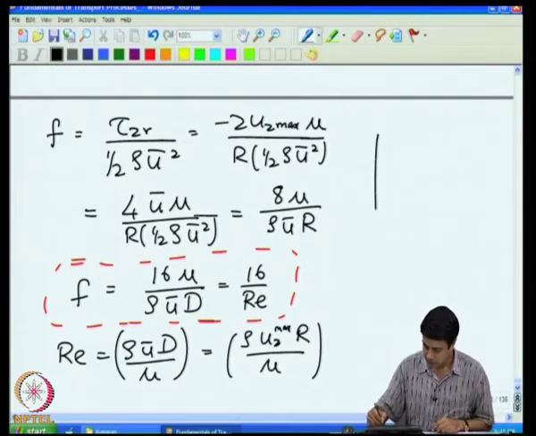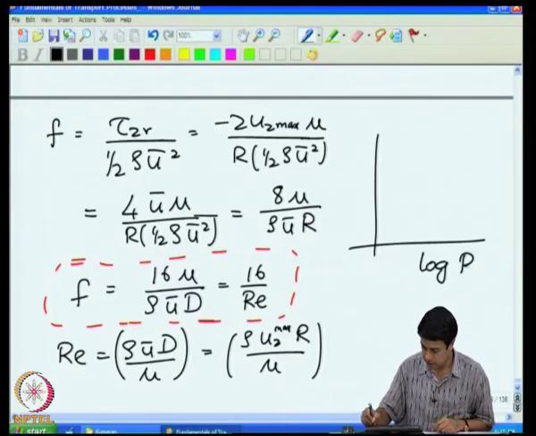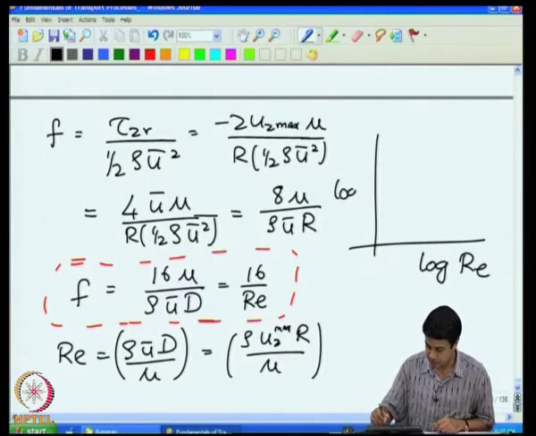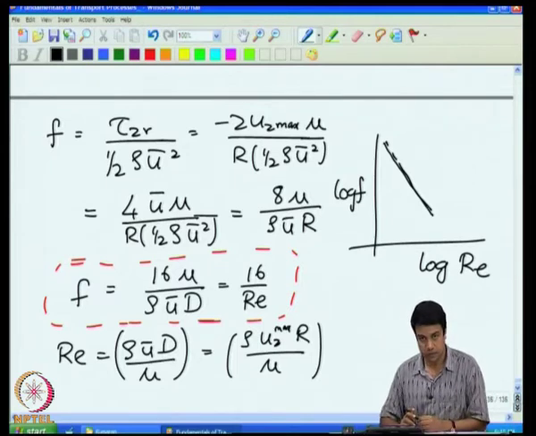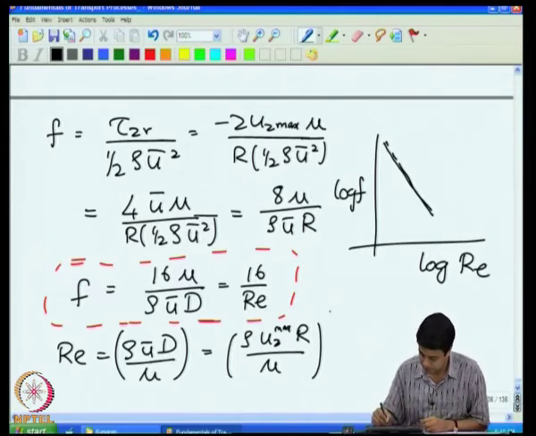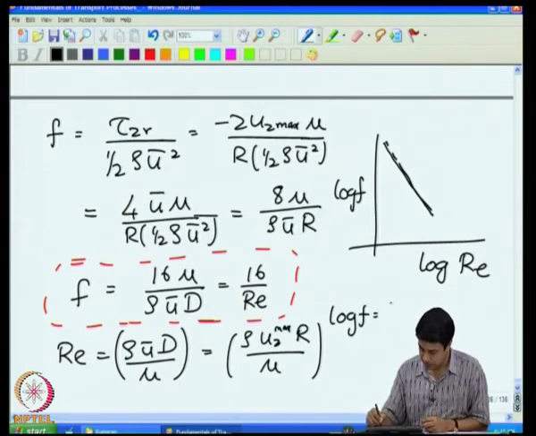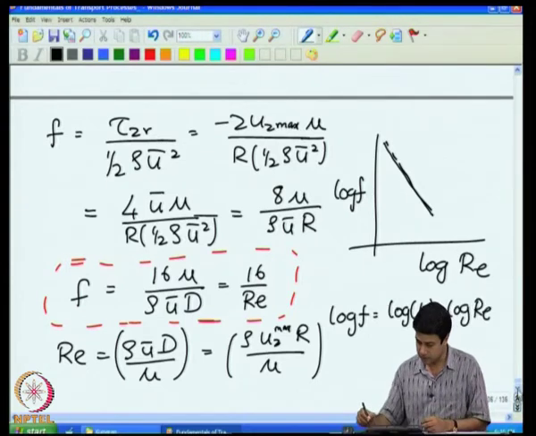When you plot it on a log scale, log Re versus log f, you get a straight line whose slope is equal to -1, because log f is equal to log of 16 minus log Re. So, you get a slope of -1.